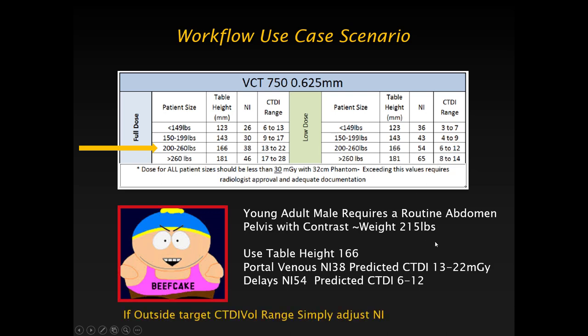If your CTDI is outside of the target range, simply adjust the noise index value. The noise index is not the target. So this might say a hard finite 38 noise index value, but this could be a 36. It could be a 40. It could be a 35. It could be a 42. It doesn't matter. It's the CTDI range that we're looking at. We're looking at size-specific exposure settings.